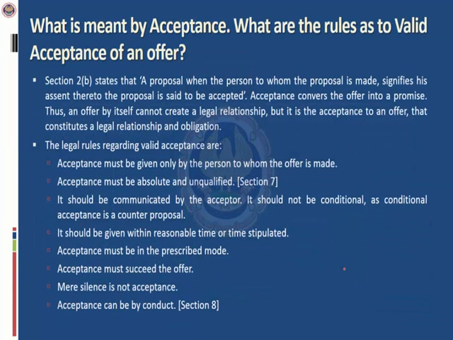Next, if I've had an offer, the next step would definitely be acceptance, so that we can move further to making it a contract along with consideration. Section 2(b) of the Act specifically talks about a proposal: when the person to whom the proposal is made gives his assent, his confirmation, his affirmation, he agrees to enter into a particular contract, the proposal is said to be accepted. He converts the offer into a promise. That means offer plus acceptance makes it a promise.